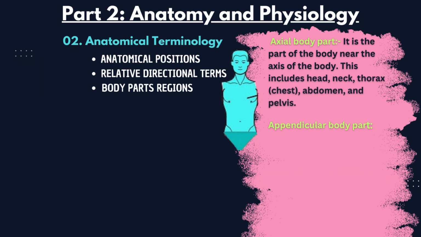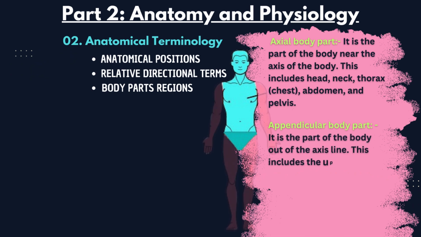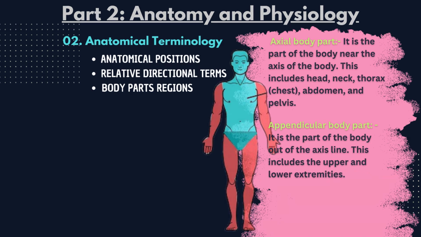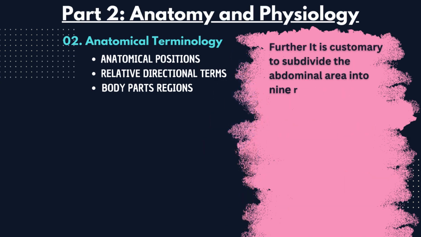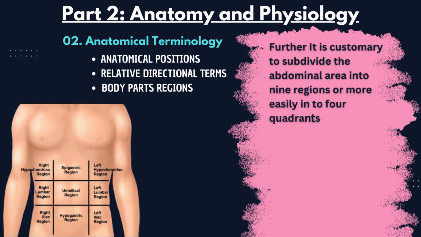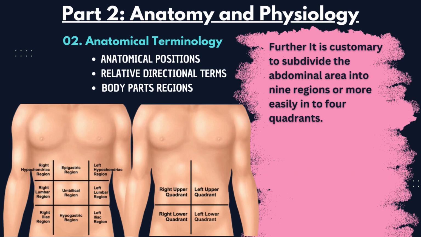And in appendicular body part, it is the part of the body out of the axis line. This includes the upper and lower extremities. Further, it is customary to subdivide the abdominal area into 9 regions or more easily into 4 quadrants. We can divide the abdominal areas into 9 regions as shown in the image.